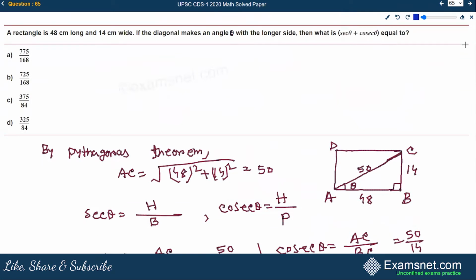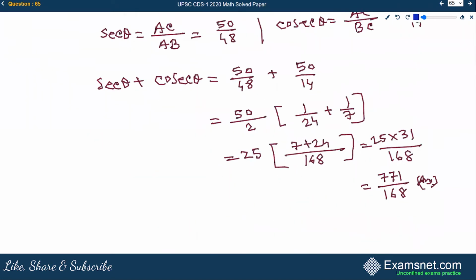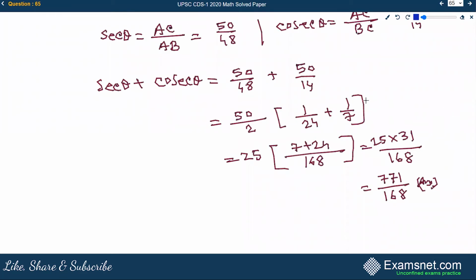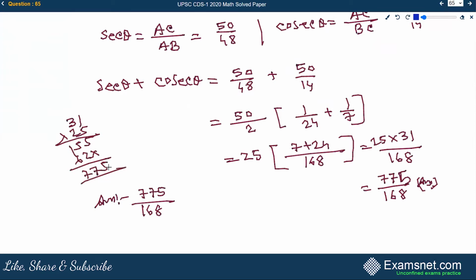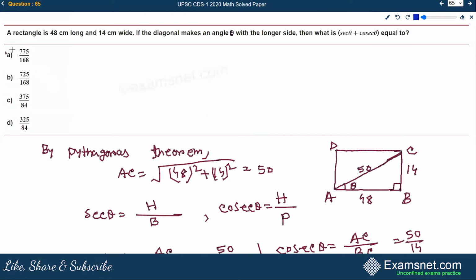Okay, sorry, this is not 771. If we multiply 25 with 31, we will get 775. Please make the correction. The correct answer is 775 by 168. Yes, please make the correction. Here option A is the correct answer.